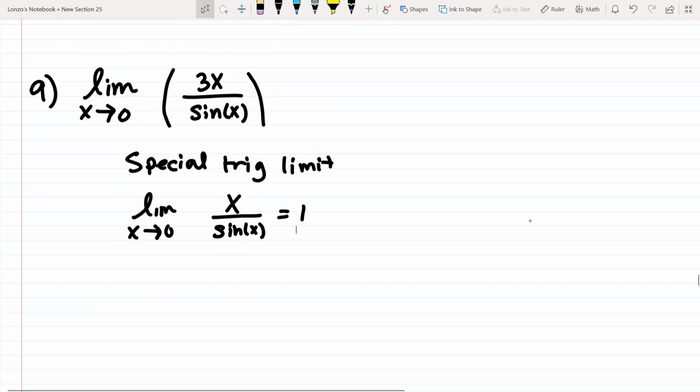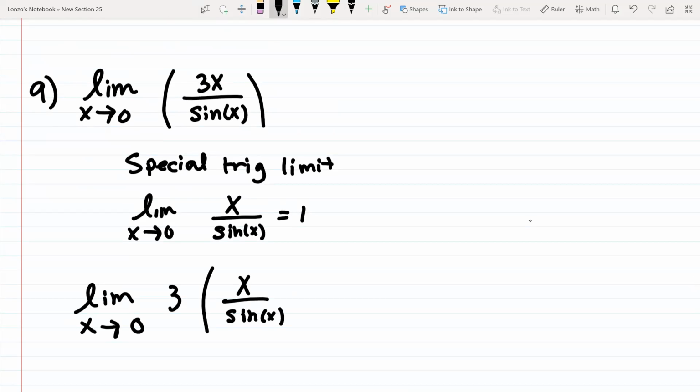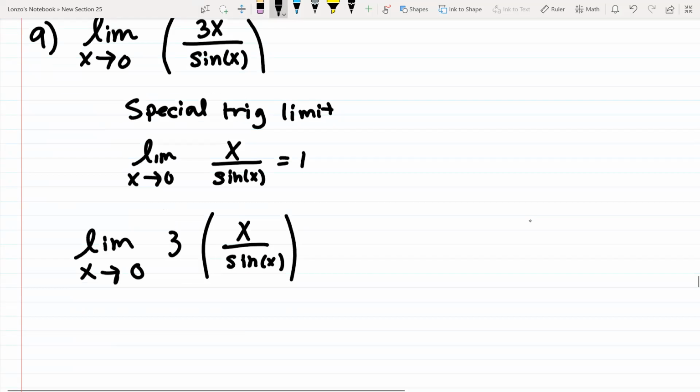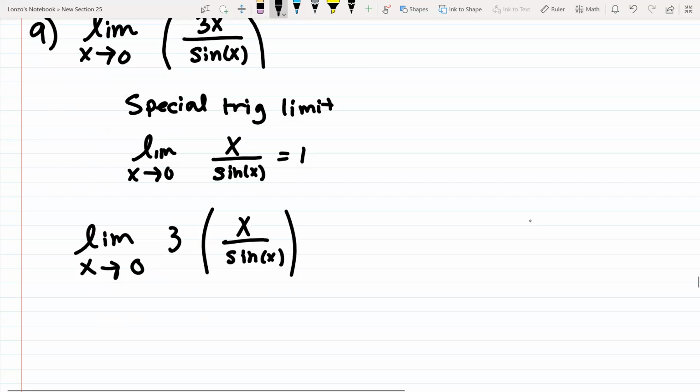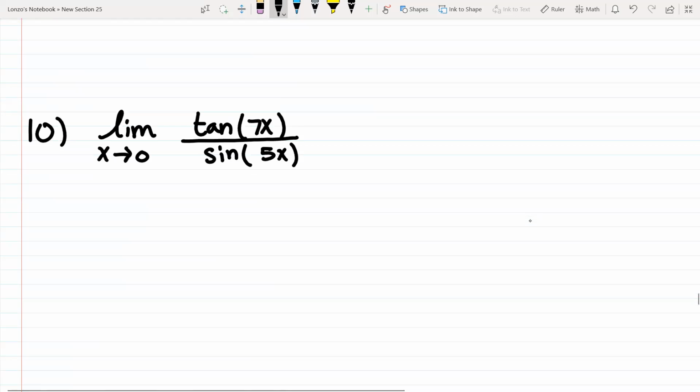So you can say the limit as x approaches 0 of 3 times x over sine of x. So we know that this x over sine of x is going to give you 1. So this is like saying 1 times 3, which is 3. Okay, so that's number 9. We're almost done. I think there's like 2 more problems.